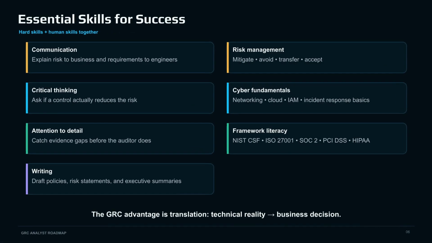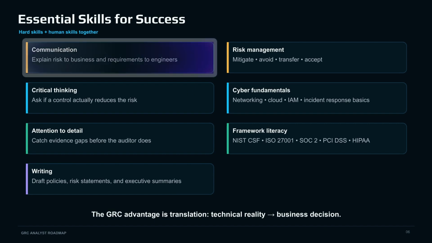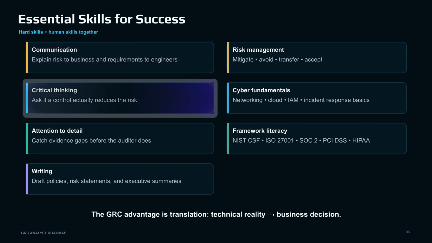So, what essential skills do you need to succeed as a GRC analyst? The first important skill is communication. A GRC analyst must explain technical risks to business leaders and explain compliance requirements to technical teams. The second skill is critical thinking. GRC is not only about confirming that a control exists. You must determine whether that control actually reduces the identified risk.